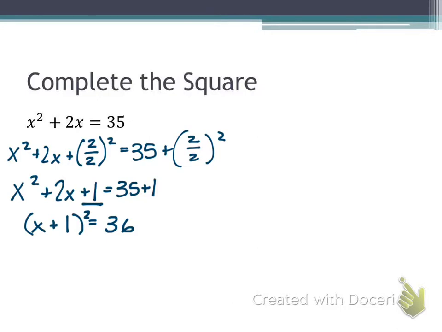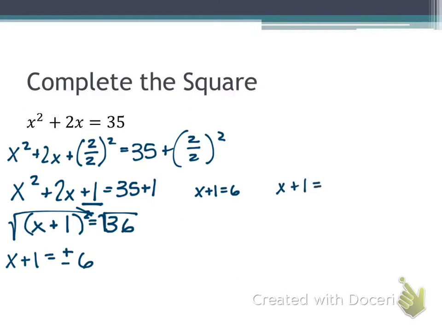Now, how would I solve this? What would I do now? Square root. That cancels that out. But whatever I do to one side, I've got to do to the other. So now what am I left with? x plus 1 equals, what's the square root of 36? Positive negative 6. So that means I'm going to have 2 problems, because I've got x plus 1 equals 6, and x plus 1 equals negative 6. Subtract 1 on both sides. x is equal to 5. Subtract 1 on both sides. x is equal to negative 7.